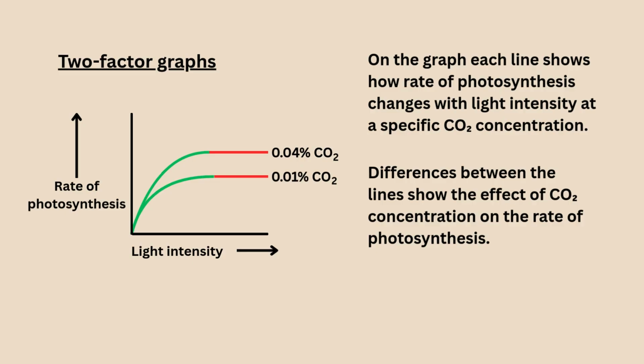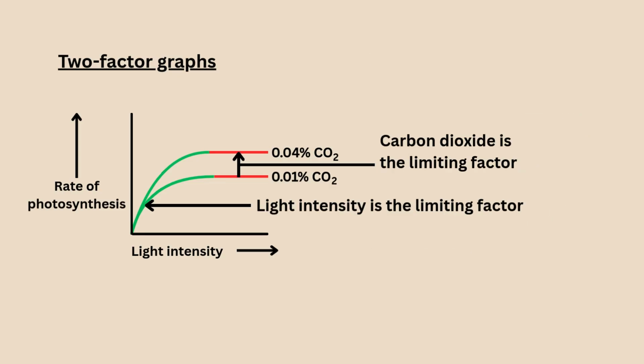Two-factor graphs. On the graph, each line shows how the rate of photosynthesis changes with light intensity at a specific carbon dioxide concentration. Differences between the lines show the effect of carbon dioxide concentration on the rate of photosynthesis. For two-factor graphs, in the green part of the graph, where light intensity increases and the rate of photosynthesis increases, then light intensity is a limiting factor.